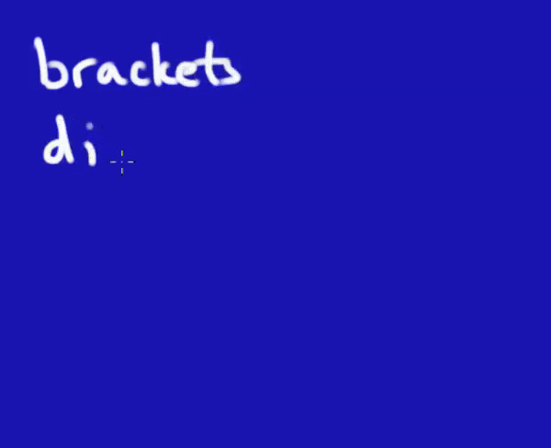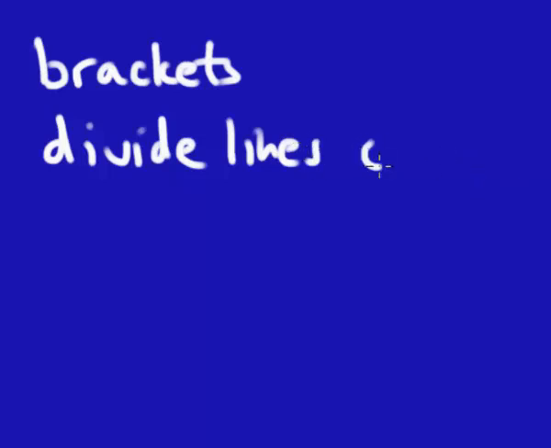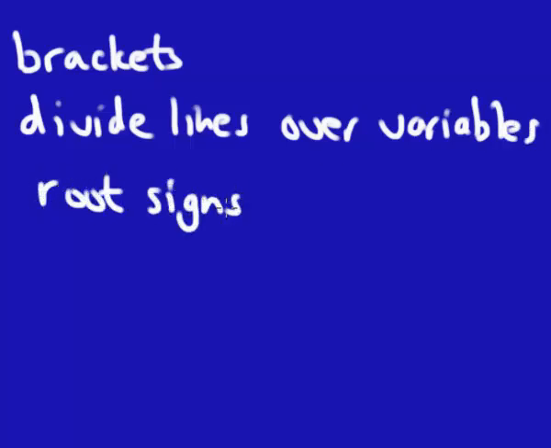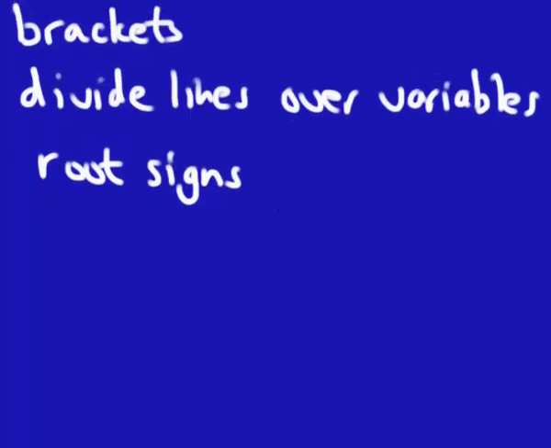Okay, should we look at some really advanced differentiation? I always say to students, always get rid of brackets. If you see brackets, or divide lines over variables, that's very important to get rid of those things. And then also if you've got root signs, we always get rid of these things before we can apply rule 1, rule 2, and rule 3. Now have a look at this. So it's brackets, divide lines, and root signs we've got to be careful of.